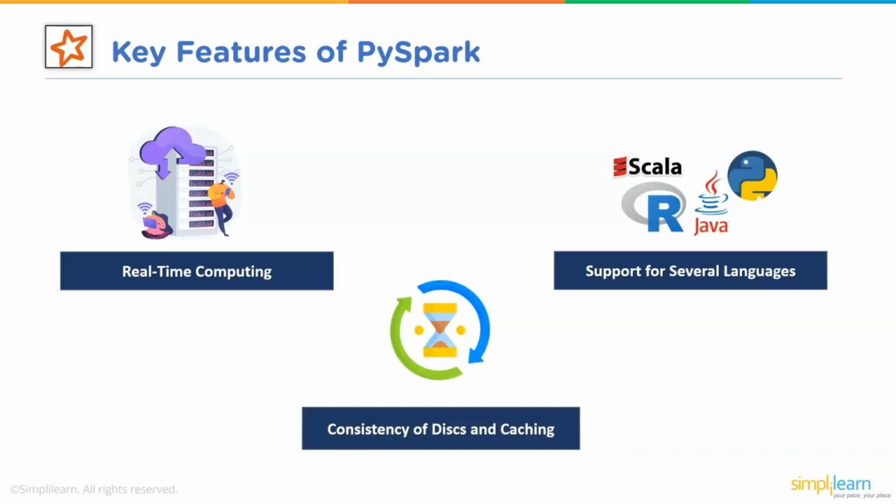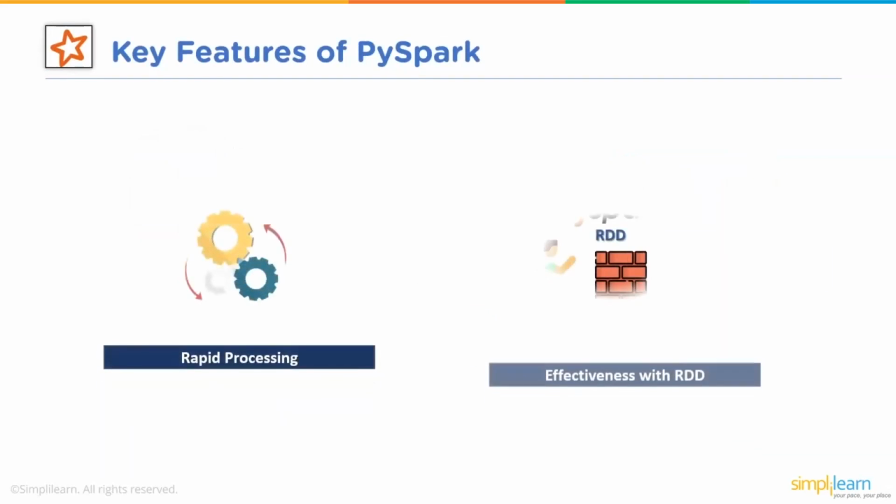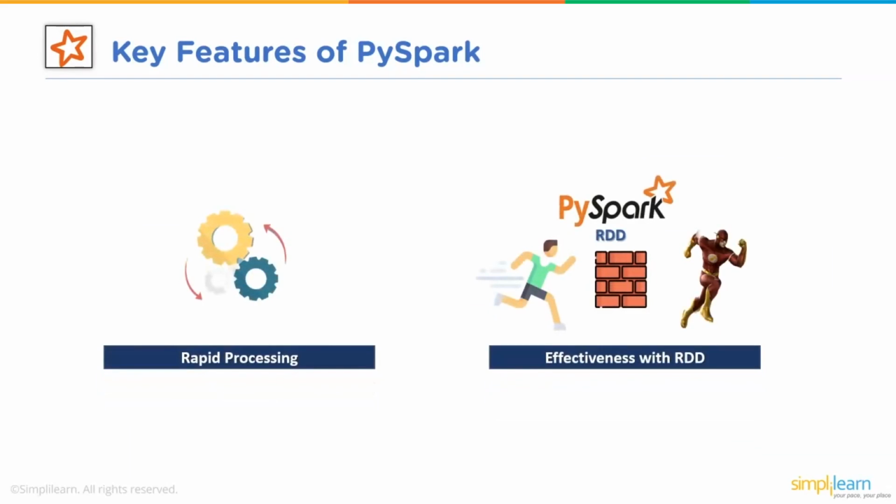The next feature we have is consistency of disk and caching. The PySpark framework offers powerful caching and reliable disk consistency. As we know, time is money, and to work effectively, we need powerful and fast processing. So the next amazing feature of PySpark is rapid processing. With PySpark, we can process data quickly, roughly 100 times quicker in memory and 10 times faster on disk.